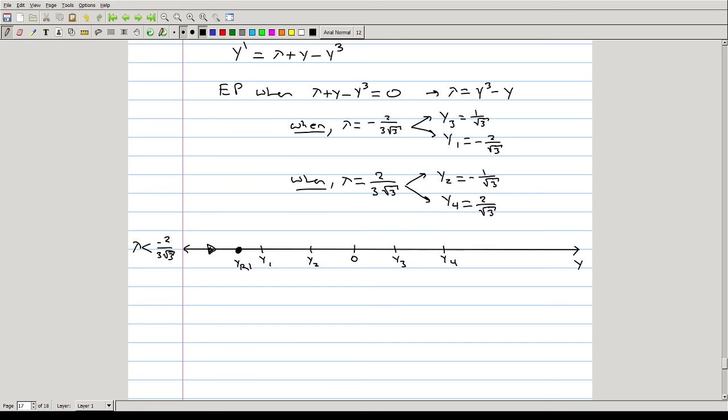So for values of y less than yr1, this function is going to be positive, and for all values of y greater than yr1, this function is going to be negative. So the root of this polynomial when lambda is less than this value is going to be an asymptotically stable equilibrium value.